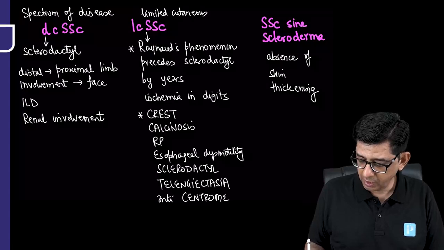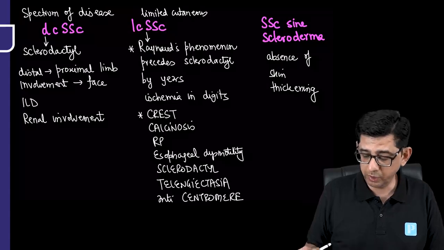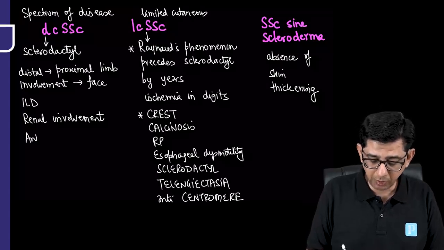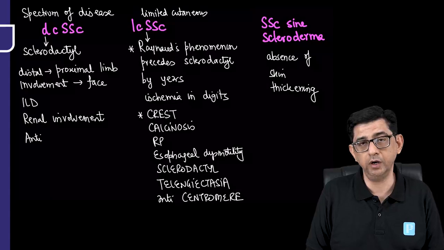anti-topoisomerase antibody. Having said that, I would also like to mention that ischemic distal ulcers, I mean, normally we read about ischemic ulcers with respect to, or the ulcers in the tips of the fingers with even polyarteritis nodosa.